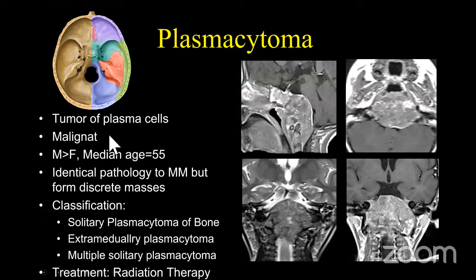So plasmacytomas are tumors of plasma cell origin. Again, more common in male than female. Again, there's that middle age group. I hate giving this talk because I'm at risk for all these crazy tumors. But realize that the pathology is identical to multiple myeloma, but instead it forms a discrete mass. And there's this classification of plasmacytoma: solitary plasmacytoma of bone, extramedullary plasmacytoma, or you could have multiple solitary lesions. And in general, the nice thing about this is that the treatment is good. The prognosis is good because they're treated with radiation therapy.